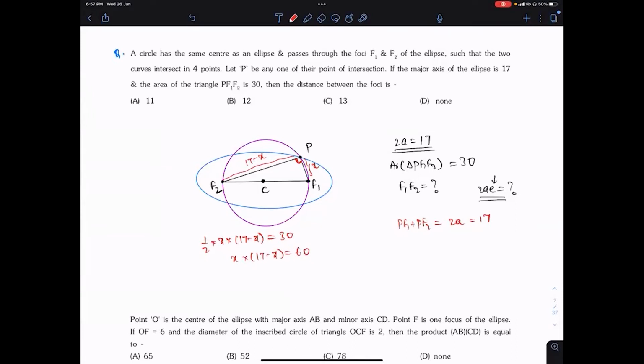So once you find x, then what is asked? The area is given as 30, then the distance between the foci they are asking. Okay. Now once you know x, then what will be the distance between the foci F1, F2? Pythagoras theorem, root over x square plus 17 minus x whole square. Okay. That's all.